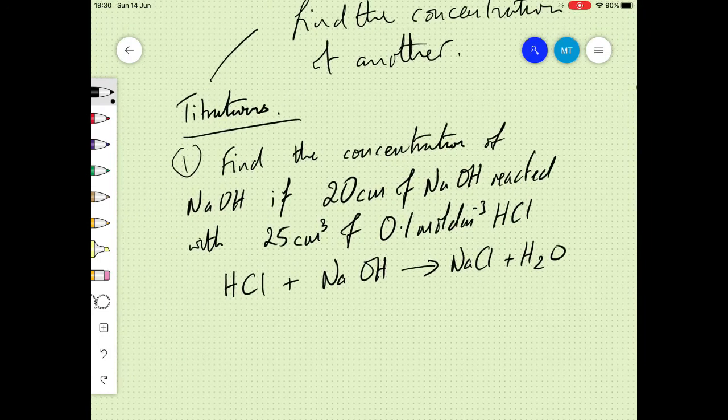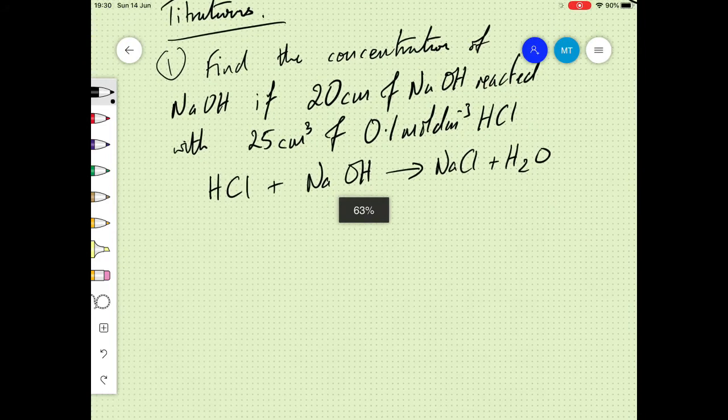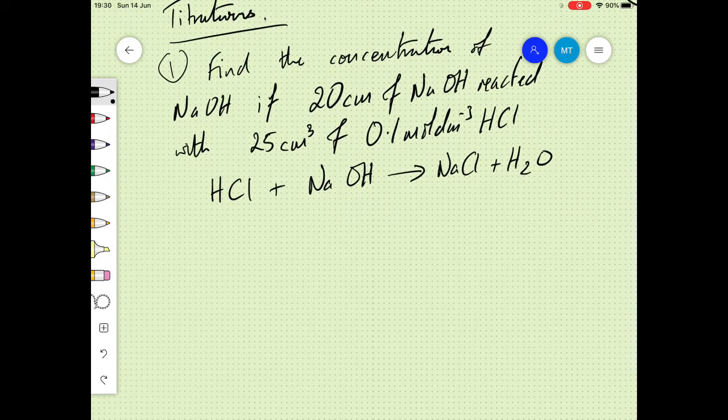So here's an example of a straightforward titration calculation. I say it's straightforward, why? It's because the ratio is 1 to 1. If you look at the equation, find the concentration of sodium hydroxide if 20 centimeters cubed of sodium hydroxide reacted 25 centimeters cubed of 0.1 mole per decimeter cubed HCl. So the first thing is we know most about HCl. We know its volume and we know its concentration, so we can find the moles.